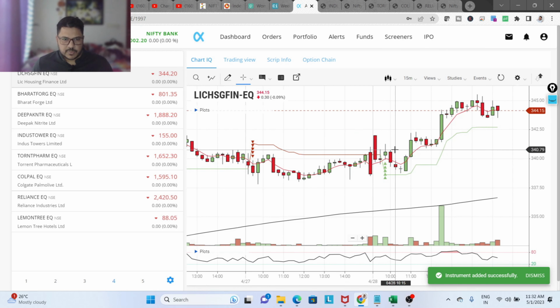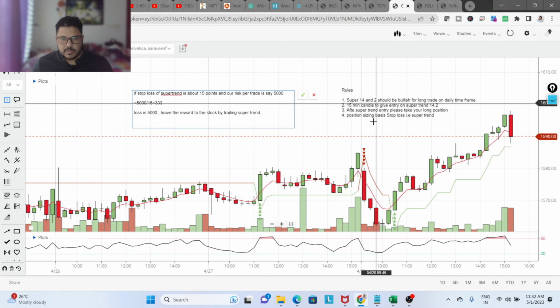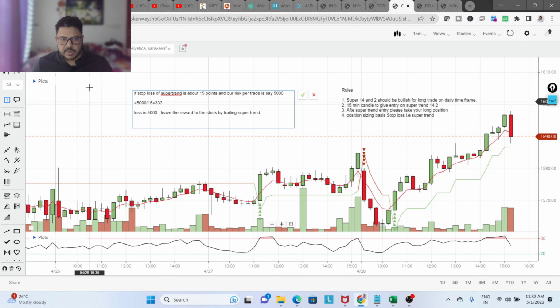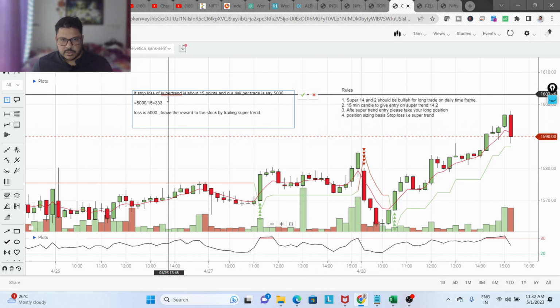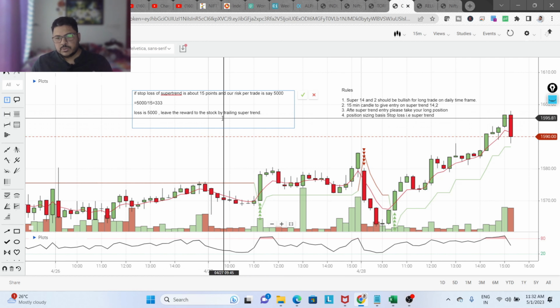So like this, 14-2 Super Trend, and these are the conditions for you to be met. And after that, once the conditions are met, your quantity and position sizing should be this. So follow these rules and let me know in comments if you are able to trade this profitably or not. But rules have to be followed.